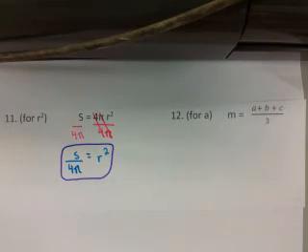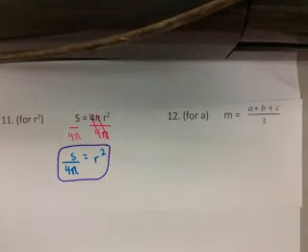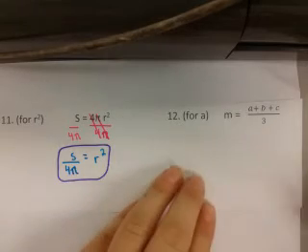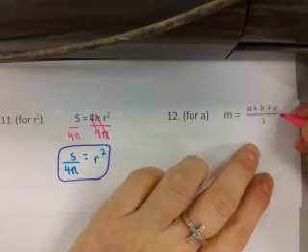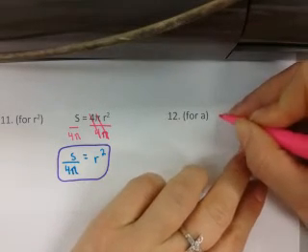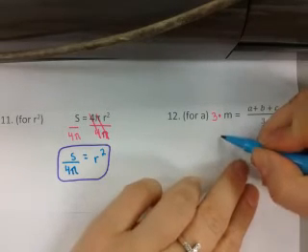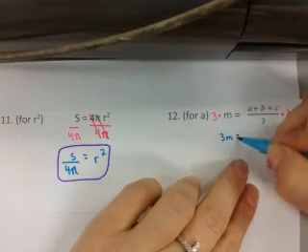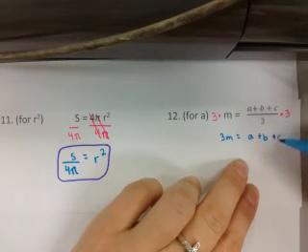All right, on number 12, it asks us to solve for a. Okay, well, we've got a plus b plus c all divided by 3 is equal to m. So we're going to have to get rid of that divided by 3 first. We can't get to the a until we get rid of that. So the opposite of division is multiplication, so we're going to multiply both sides by 3. So we have 3m is equal to a plus b plus c.